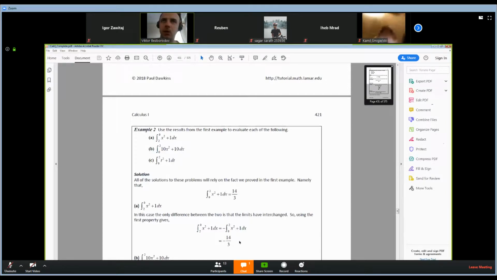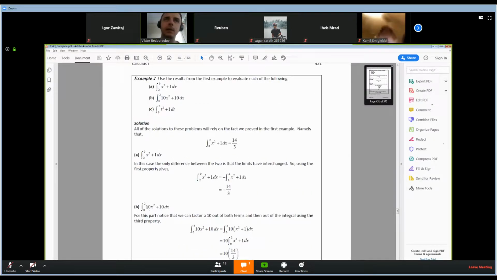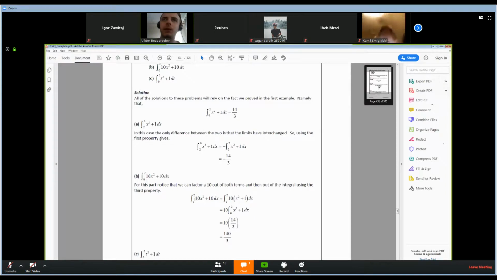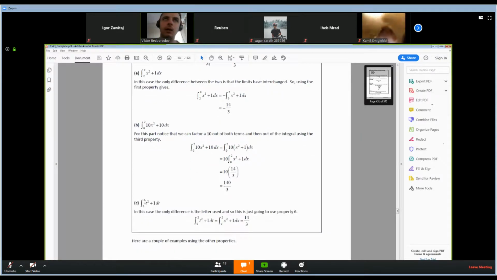The integral of x squared plus 1 is given to us, so we just know what it is. Now here we have 10, and here we just use linearity. You can multiply by the constant and put this constant outside, and this is what you get. In this case it's exactly the same integral as the one given to us, because it's just a different variable, and the variable doesn't change anything.